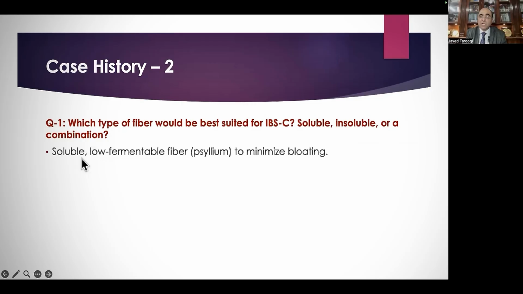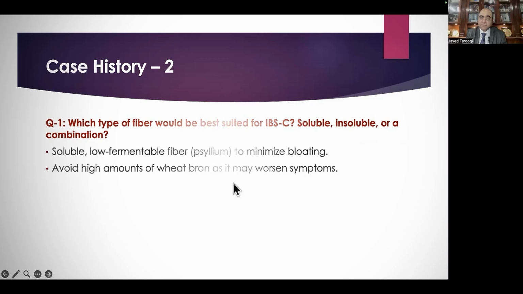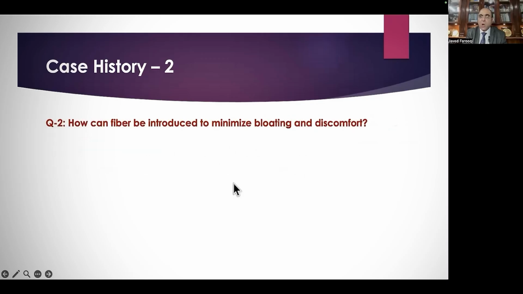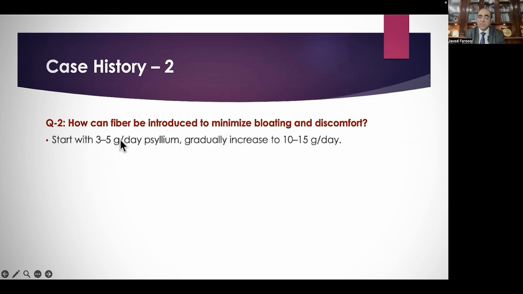Answer is soluble, low fermentable fiber to minimize bloating. Avoid high amounts of wheat bran as it may worsen symptoms. Second question: how can fiber be introduced to minimize bloating and discomfort? So the answer is start with 3 to 5 gram per day, gradually increase to 10 to 15 gram per day.